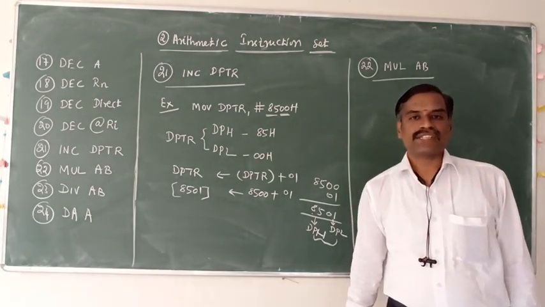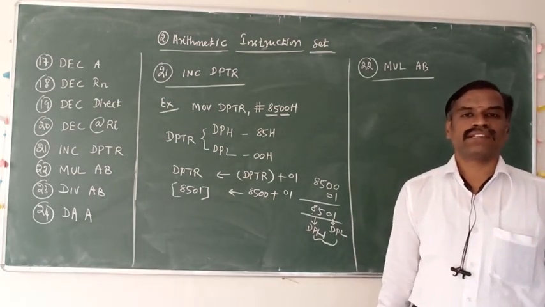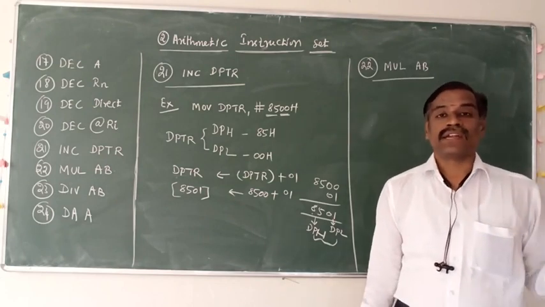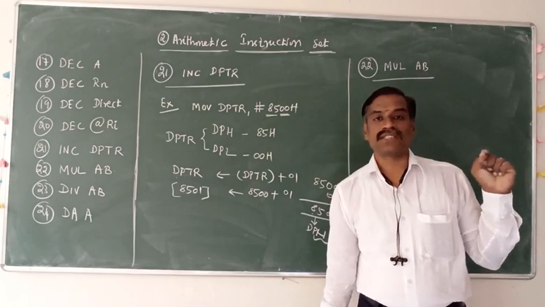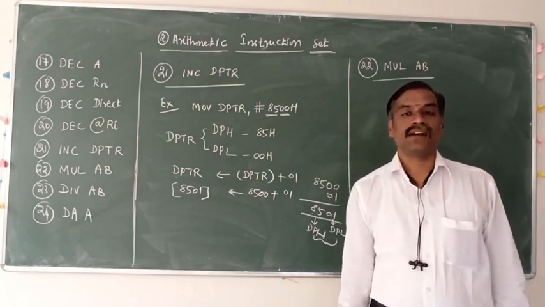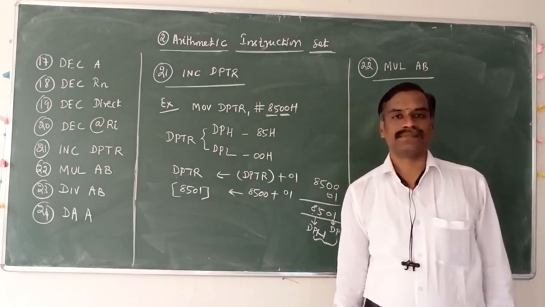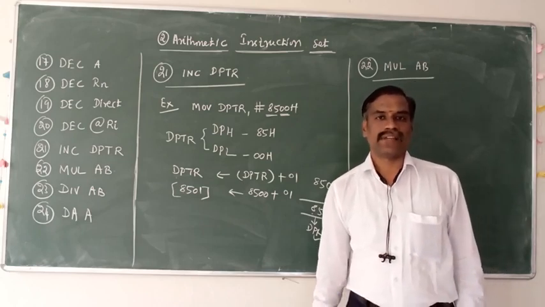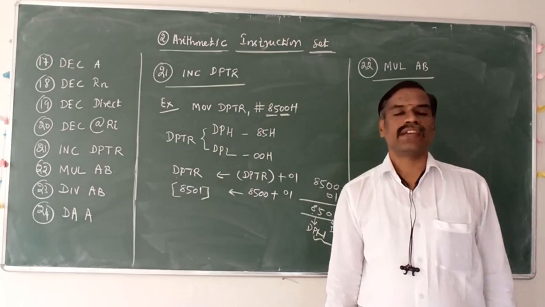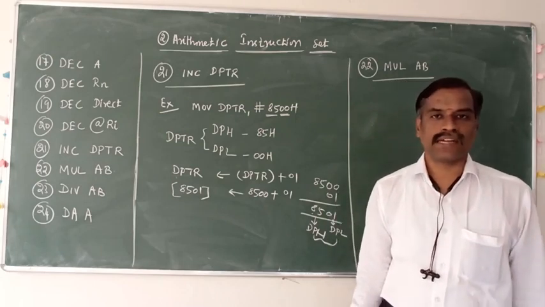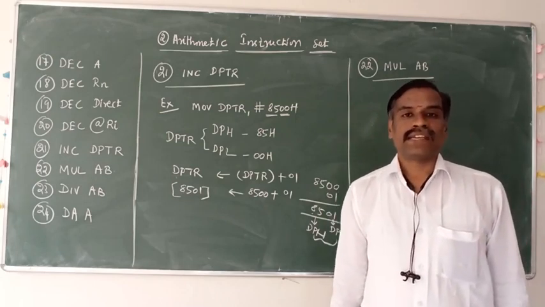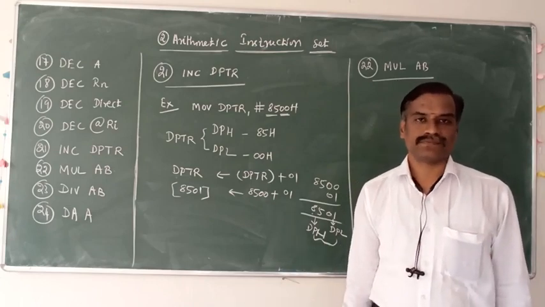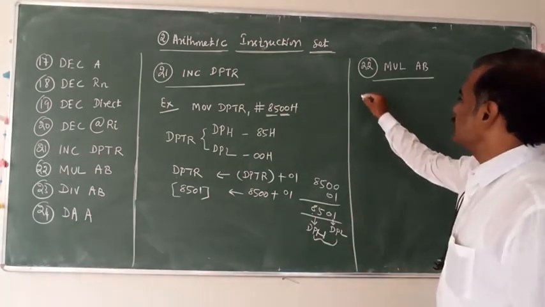In multiplication, data 1 is always in the accumulator, and the second data will be only in the B register, not some other register like a working register. The second data is always available only in the B register. The B register we can use for only two purposes: one is multiplication and the second is division.